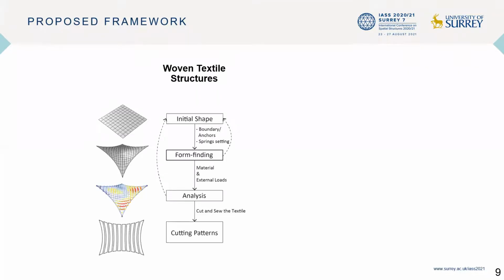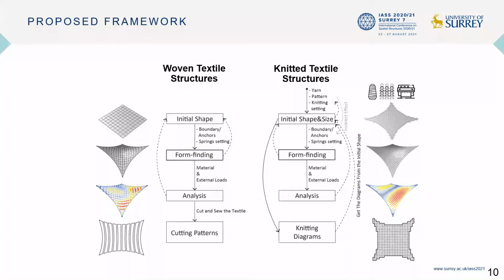While design to manufacture a woven textile structure includes inputting initial shape, form finding considering boundary and spring settings, analysis, and cutting patterns out of the analyzed model, in the knitted textile, the initial shape and its size are the important starting point. Its shape helps to get the final desired form, and its size, if according to the physical material characteristics, ensures to get the accurate analysis result. The size of the initial shape is affected by the yarn thickness, patterns, and tension settings during the knitting process.